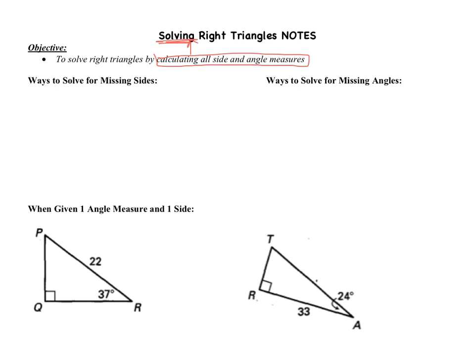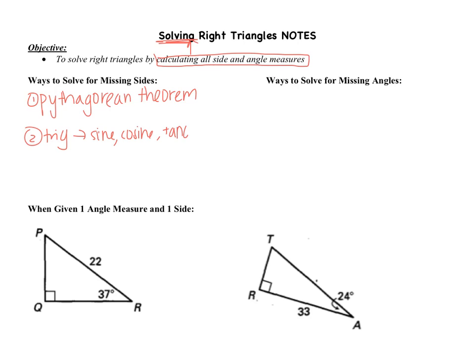Okay, so on the left, you're going to see ways to solve for missing sides. The first way is the Pythagorean theorem. Leave yourself some space. Second way is to use trig, so to set up a sine, cosine, or tangent ratio. And then the third way is to use special right triangles. Okay, so these are three ways that we have to solve for missing sides.